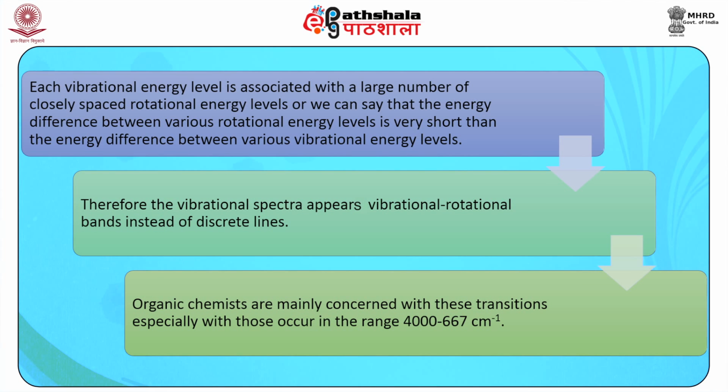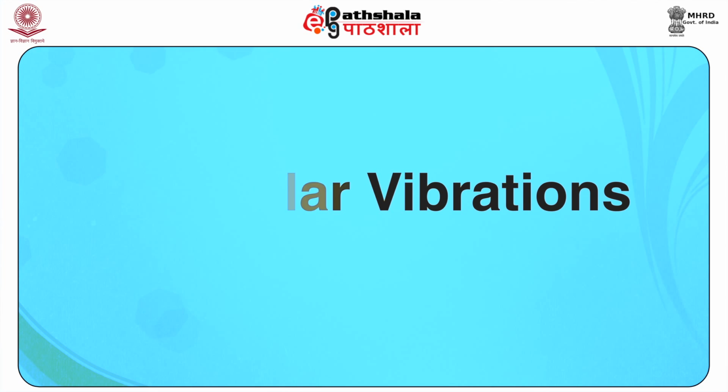Now, each vibrational energy level is associated with a large number of closely spaced rotational energy levels, or we can put it like this, that the energy difference between various rotational levels is very small compared to the energy difference between various vibrational levels. Therefore, vibrational spectra appear as vibrational rotational bands instead of discrete lines. Organic chemists are mainly concerned with these transitions, especially with those which occur in the range of 4000 to 667 centimeter inverse. Next, we come on to the molecular vibrations.